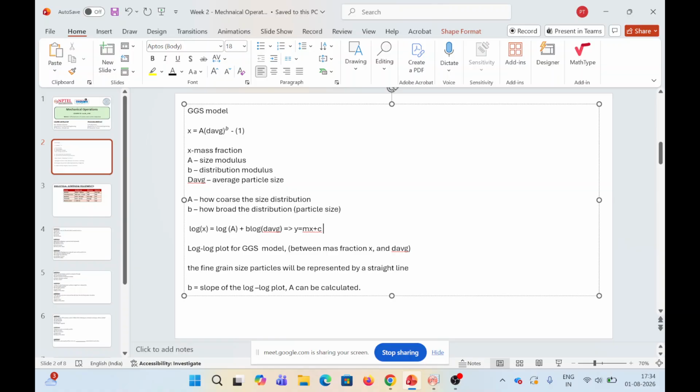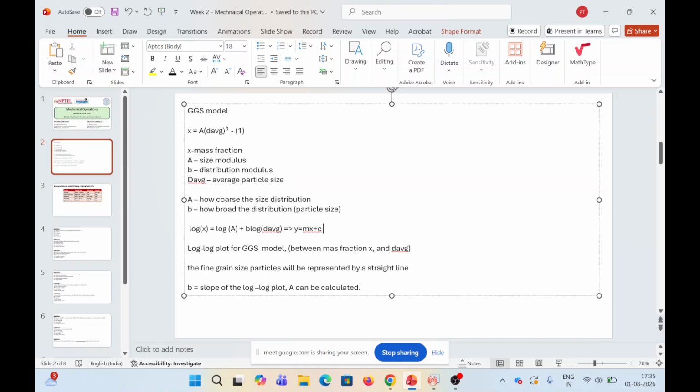Now, this is about the GGS model. It is particularly for the fine grain size analysis, in cases where you have particles whose size is less than 40 micrometers, and in those cases sieve analysis is going to fail. So this is the discussion related to the fine grain size distribution.